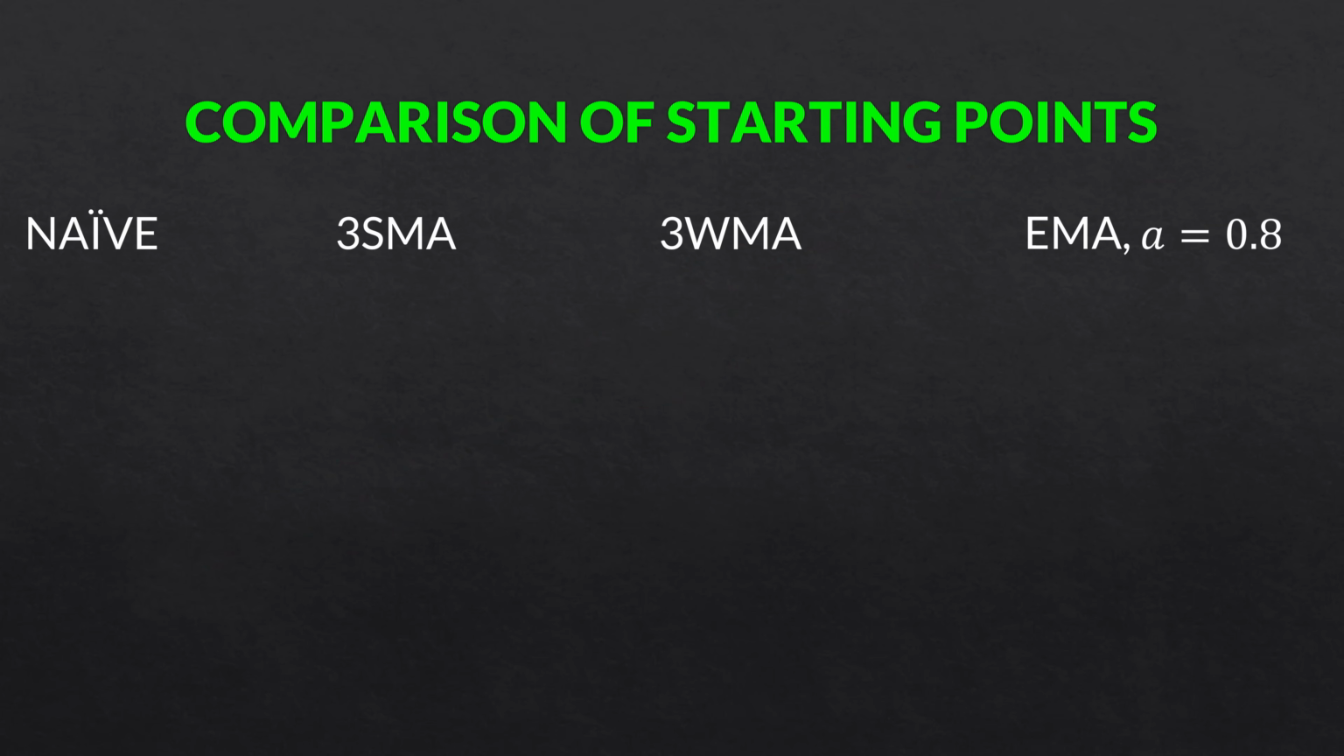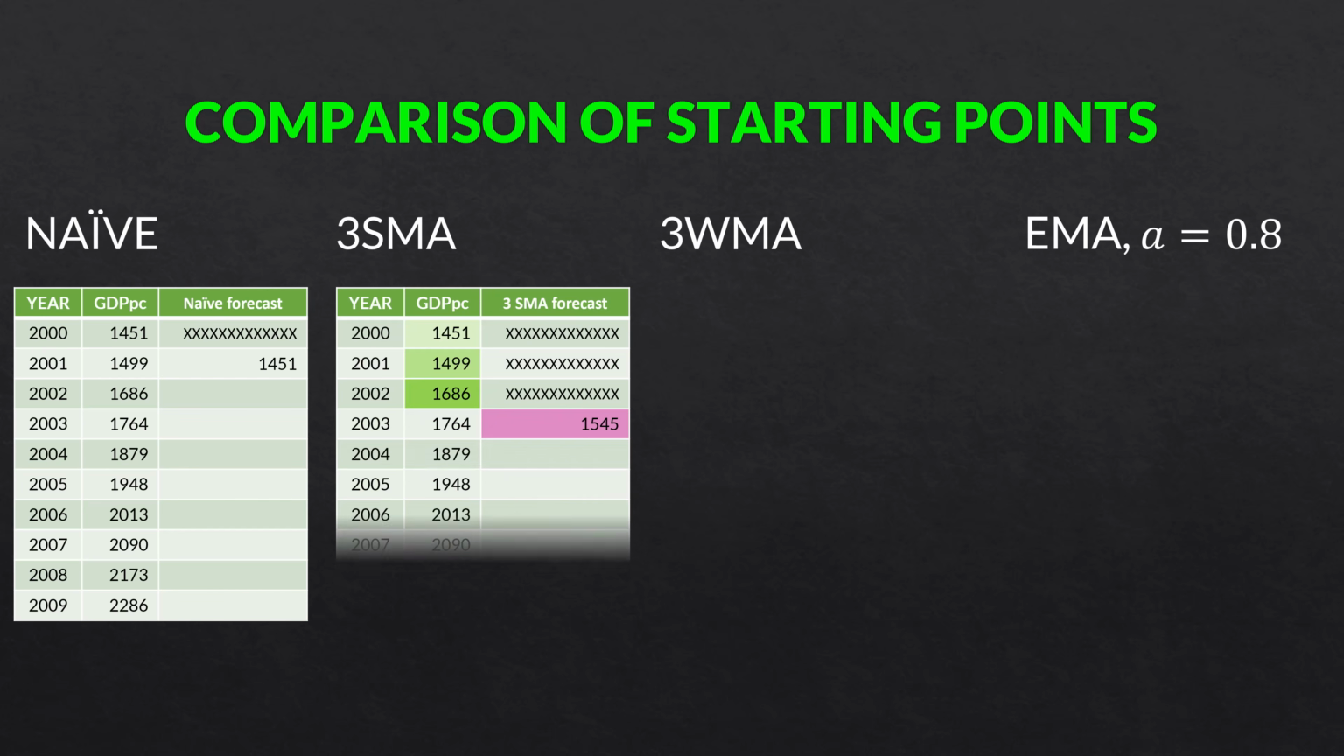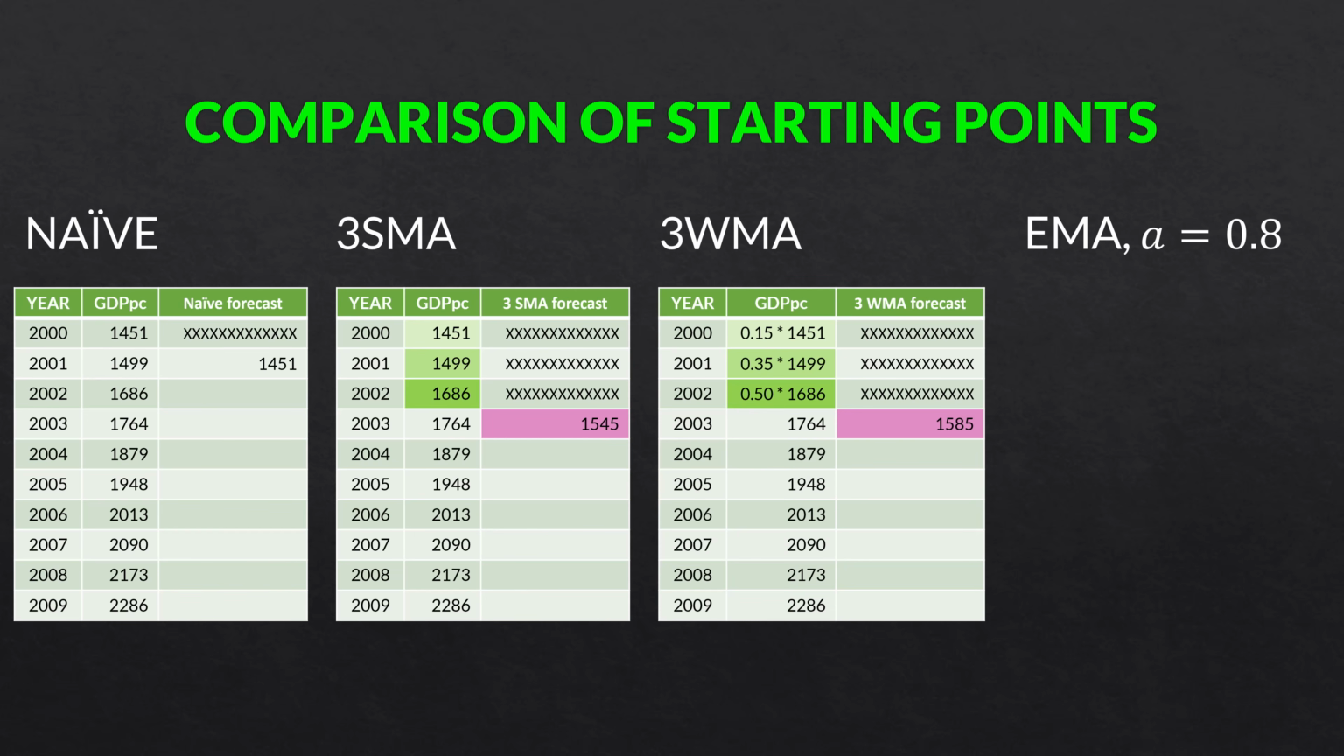So a quick comparison of starting points for each method. So in the naive, of course, we take the actual value and then we move that forward. That's the forecast value for the next period. So in this case, 1451 just moves over, and that becomes the forecast value for, in this case, the year 2001. The simple moving average, in this case, we used a 3-period simple moving average. We just take those 3 values, add them together and divide, and then we have a forecast value in 2003 of 1,545. In the weighted moving average, we just multiply by the weights we have chosen. Remember, we chose 0.15, 0.35, and 0.50. So we just multiply and then add, and we get a forecast value of 1,585.